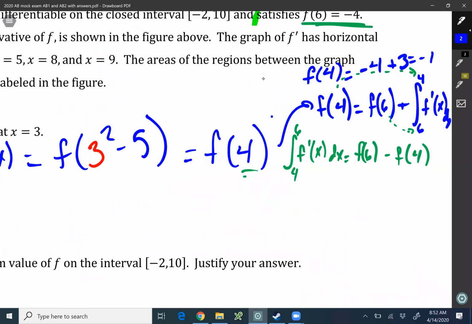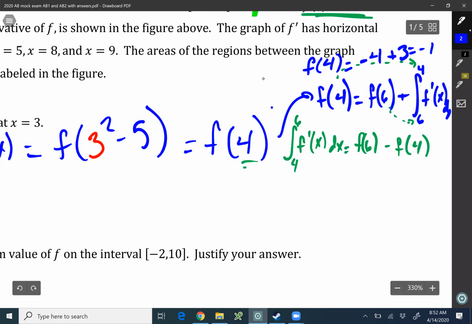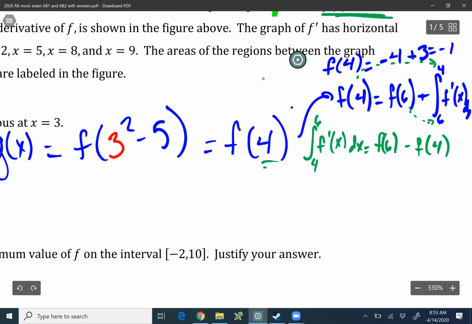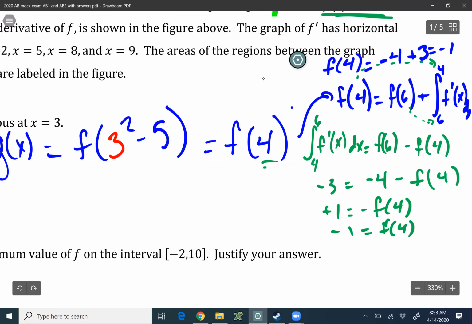If we did it this way I have in green, then we would get the area below is -3 equals -4 minus f of 4. We would add 4 to both sides. We'd get +1 equals negative f of 4. Divide by the negative: -1 equals f of 4. So either way we do this, we're going to get -1.